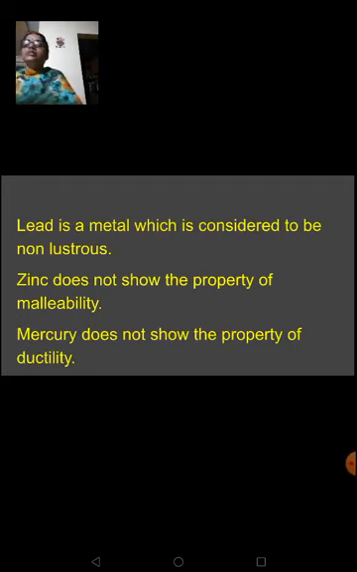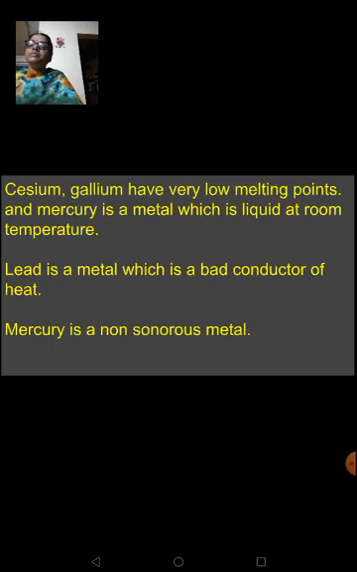Once again, I'll tell you. See, lead is a metal which is considered to be non-lustrous. Zinc does not show the property of malleability. Even mercury, you can put under that category. Mercury does not have the property of ductility, or even malleability, and mercury is liquid at room temperature. Cesium and gallium have very low melting points, because when you place them on your palm itself, they begin to melt. And lead, as I told you, is again a bad conductor of heat. Mercury is a non-sonorous metal because it will not produce any sound, being liquid in nature.